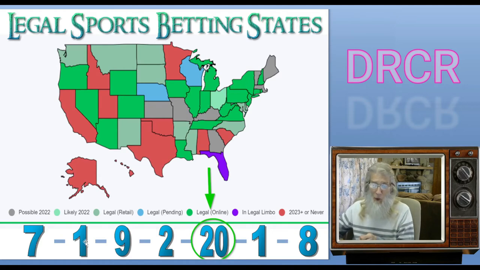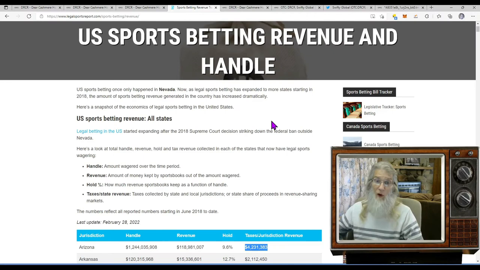We have 8 more that are about to go legal. 9 are legal, but only with retail operations. Florida's in a real sticky mess right now with contractual law with some native tribes. And then you've got 8 here that say they may never go legal. Now, you've got to wonder, is this enough money? Can we make enough money off of these states? What kind of income is it bringing in? Well, I'm glad you asked. Well, this page will answer that question for you.